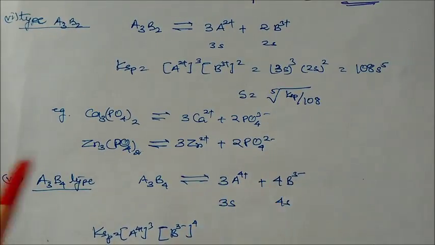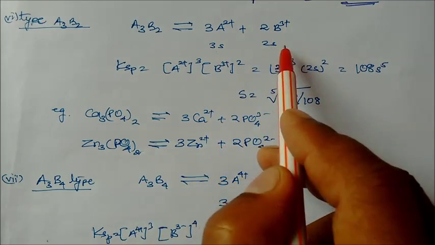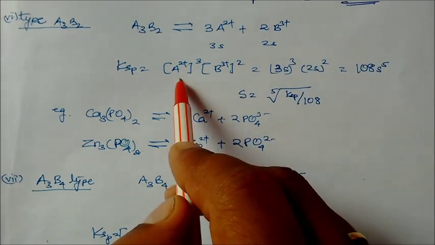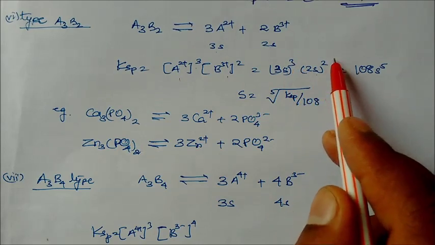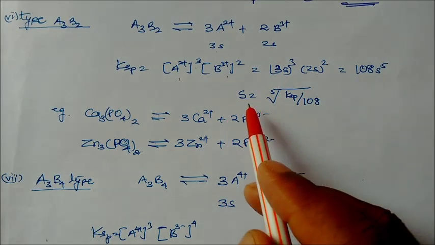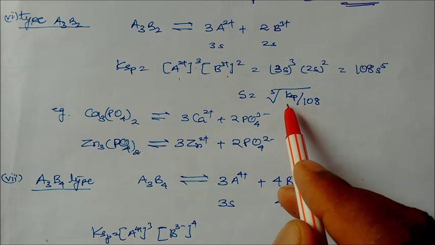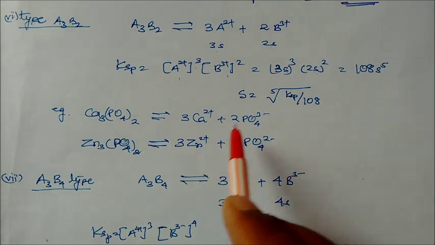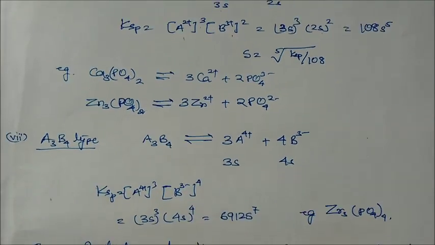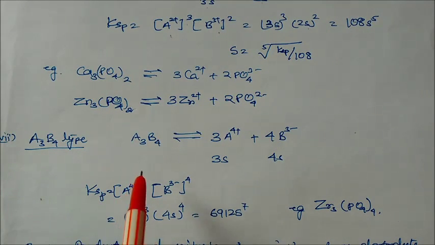Next salt is A3B2. This gives 3A2+ and 2B3-. So 3S and 2S. In this case, concentration of A to the power 3 and concentration of B to the power 2, so (3S) cubed and (2S) squared gives 108S^5. Solubility will be the fifth root of Ksp divided by 108. Calcium phosphate is similar. We will do it in a similar manner. One more salt, A3B4 type. This is salt number 7, A3B4, 3S and 4S. So Ksp you can write like this.